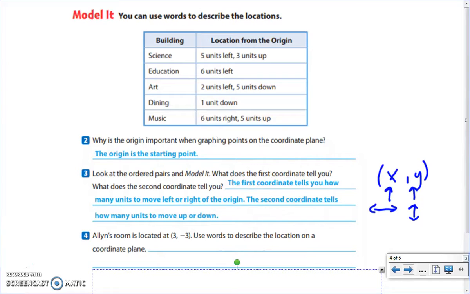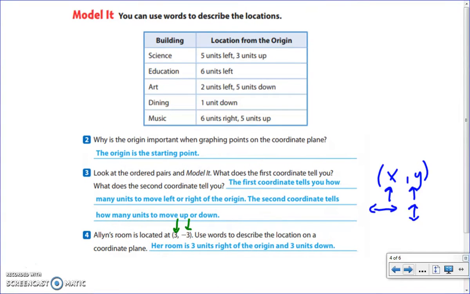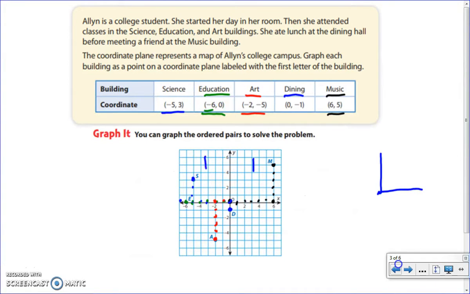It says Alan's room is located at 3, -3. Use words to describe the location on a coordinate plane. If we're using words to describe, then we could say that she's moving right 3 units. 3 in the positive direction would be to the right, and down 3 units, -3 in the y direction, which would be down. We could also say that it is in the 4th quadrant if we wanted to. Her room is 3 units to the right and 3 units down. I guess that would be something good to remind you. This is the first quadrant, second quadrant, third quadrant, and fourth quadrant.